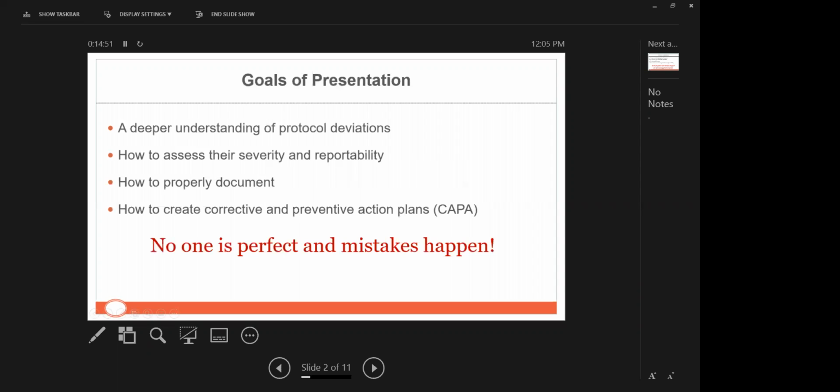So the goals for today's presentation: I want to give you a deeper understanding of what a protocol deviation is. We want to talk a little bit about how to assess their severity and their reportability to the IRB. We're going to talk about how to properly document these deviations, and then how to create a corrective and preventative action plan so that we don't have deviations happening all the time.